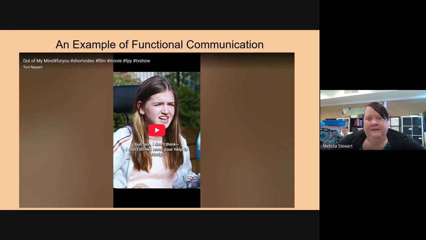So my next slide is an example of a girl doing a functional communication. This clip comes from the new Disney movie called Out of My Mind. If you haven't seen it, I would recommend it. It's an awesome movie. I loved it. And it's about a 6th grader who has cerebral palsy, who is nonverbal and struggles with mobility issues and communicating with others. And I'll play the clip and then I'll talk about why this is an example of functional communication, what makes it so.